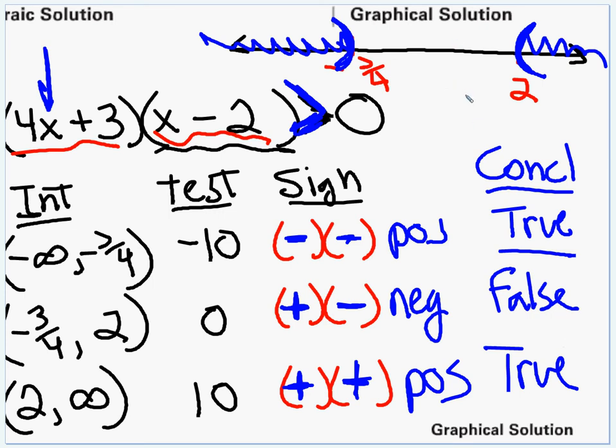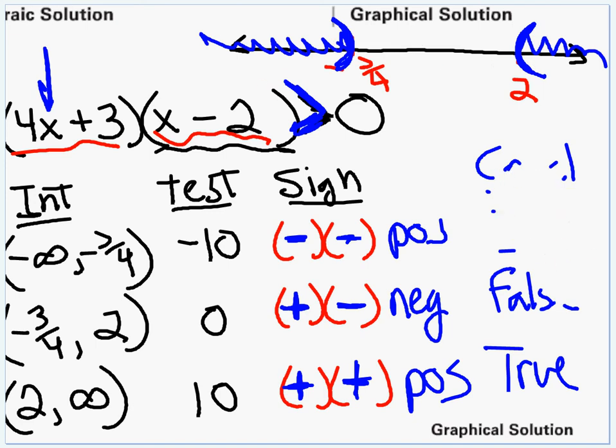Now, you might fall into the pattern of you're going to have a true and then a false and then a true. It's going to alternate. Remember, sometimes you can bounce off the x-axis. You can touch and turn. So it is quite possible to have 2 trues in a row, or even 2 falses in a row, depending on the inequality and if you bounce or cross at that x-intercept. So here's our graphical solution on a number line.